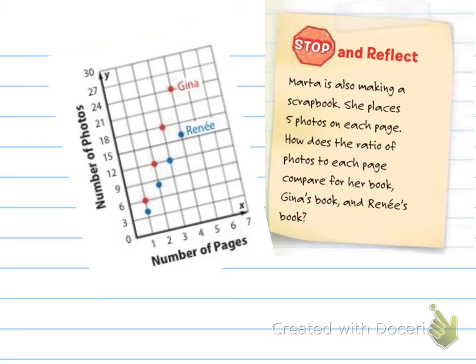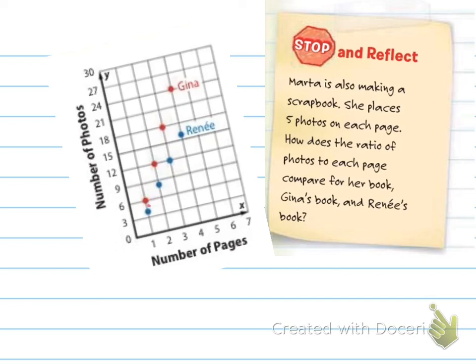It says Marta is also making a scrapbook, and she places 5 photos on each page. How does the ratio of photos to each page compare for her book, Gina's book, and Renee's book? So if she's doing 1 to 5, then her lines, and I'm going to use a different color here, okay, for 1, it's going to be 5.